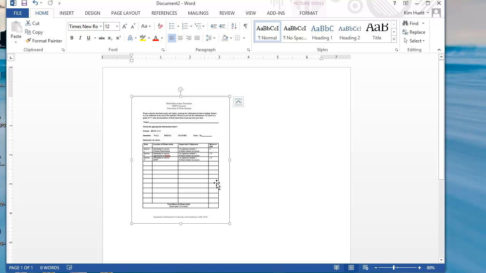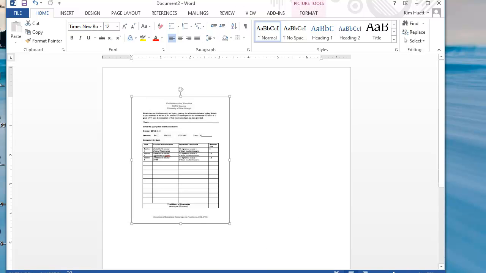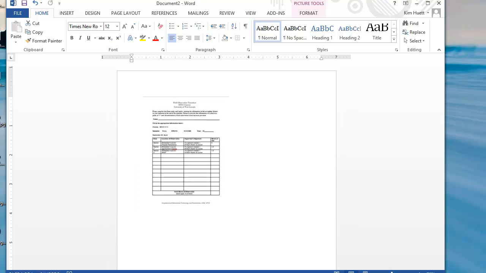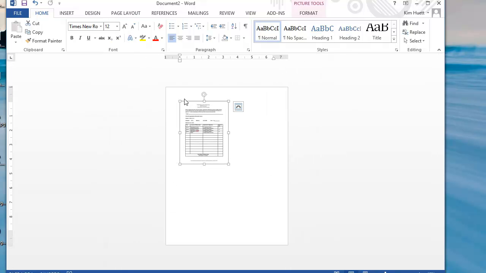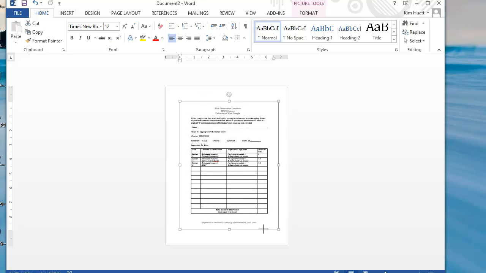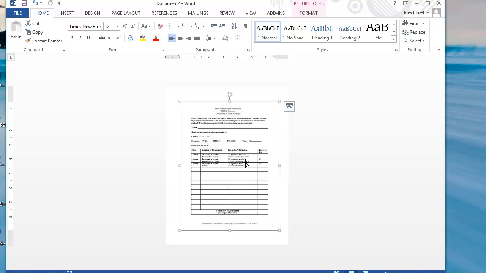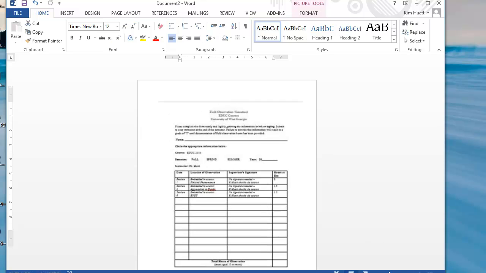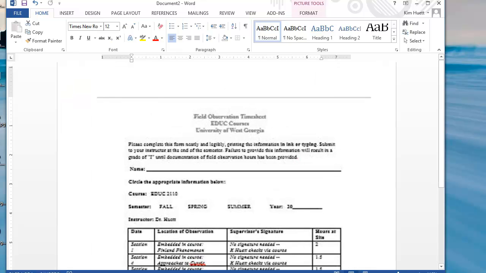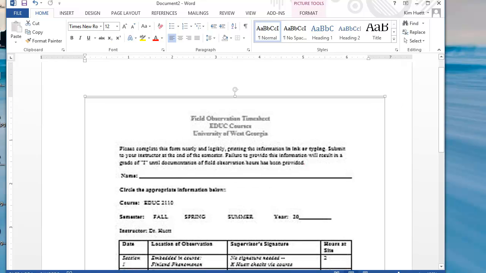Okay. For some reason it wasn't cooperating. Okay, so now we've got this picture of this field experience, but it's still not acceptable. You don't want to turn it into the Dropbox like this. You want to actually drag the corners of your picture so that it fits the page and it's big. And once it's big, I want you to zoom in, and I want you to check, is this legible?